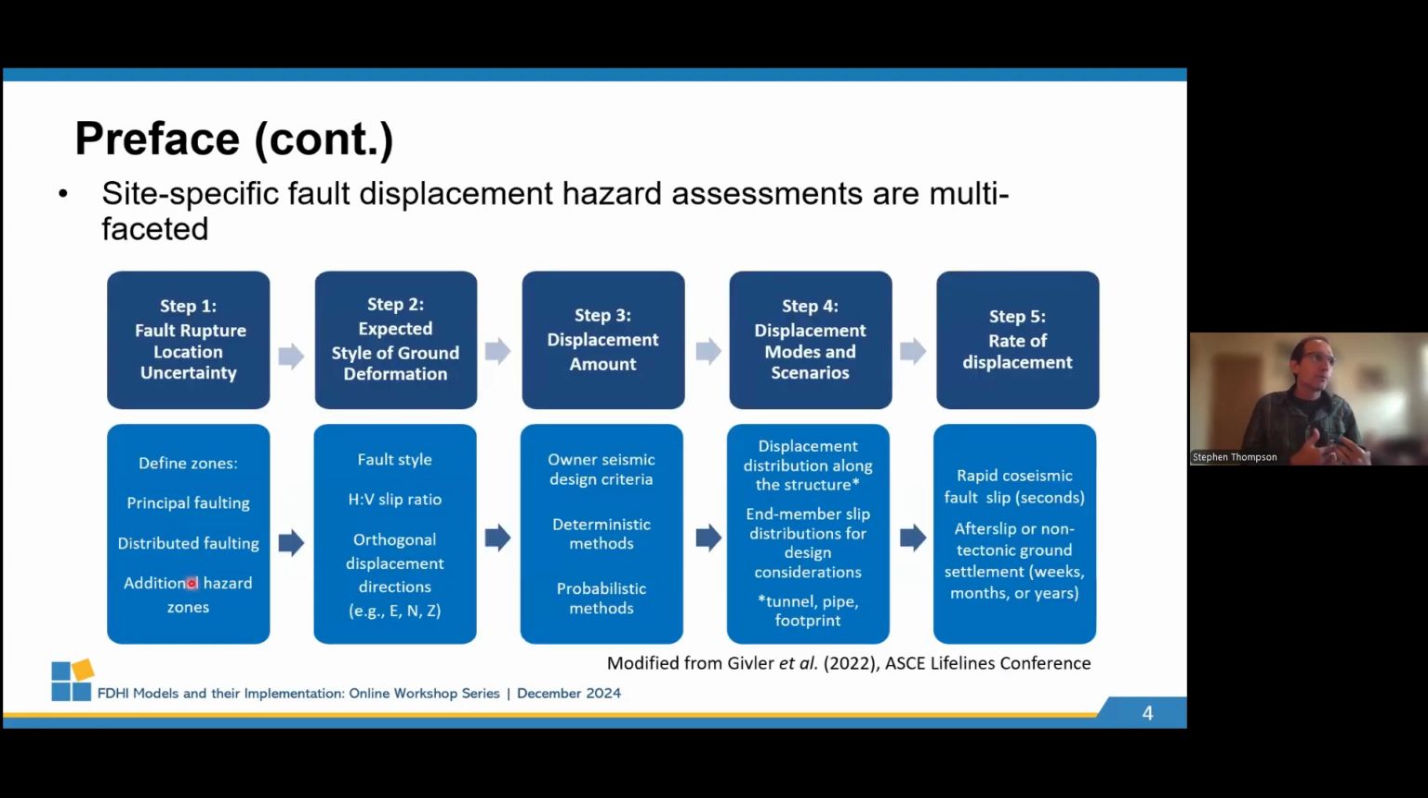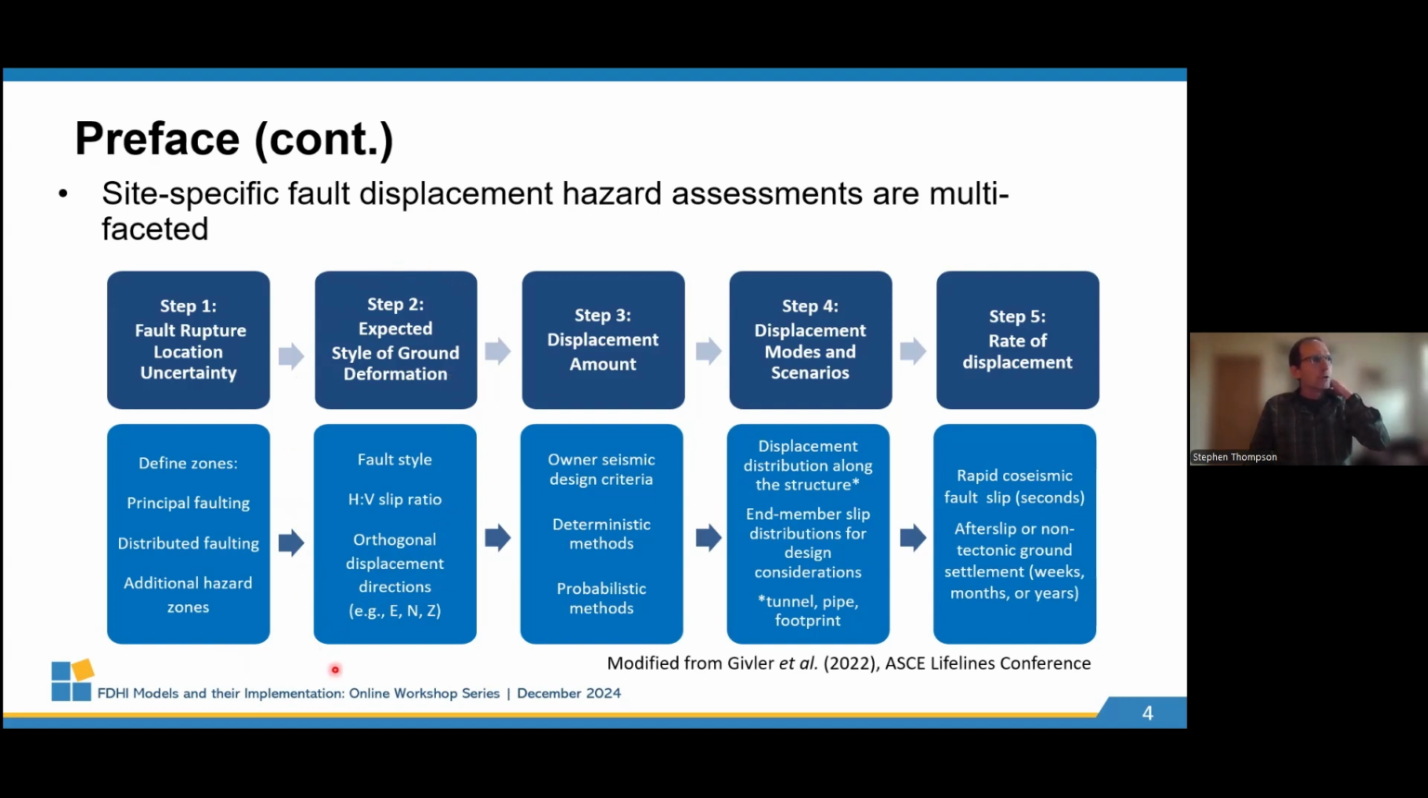The other preface idea I want to get across is that when we're doing fault displacement hazard analysis, the PFDHA or the DFDHA part is just one part in the overall project. These projects are really multifaceted. As we commonly say, it's location, location, location. So step one in these projects is identifying where the fault rupture location hazard is, what's the uncertainty, and where the fault rupture is going to be.